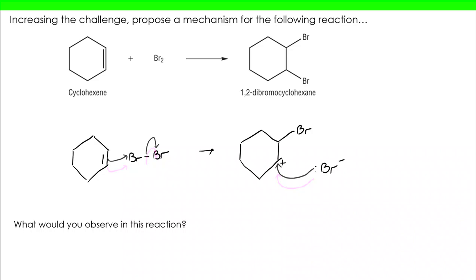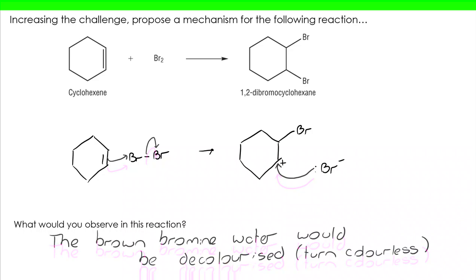So what would you observe in this reaction? What would you actually see? Well, this takes us back to our knowledge of GCSE chemistry. The brown bromine water would be decolorized, or it would turn colorless. Very important words to learn. They do not go clear. Colorless or decolorized are what you must say.